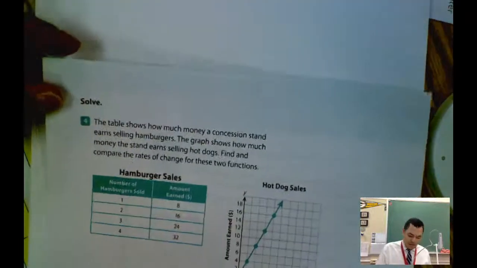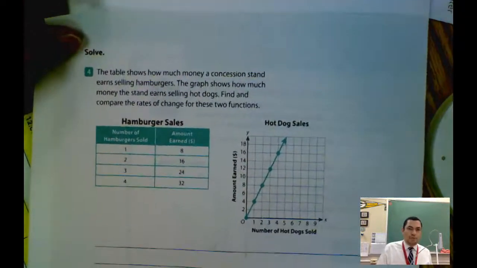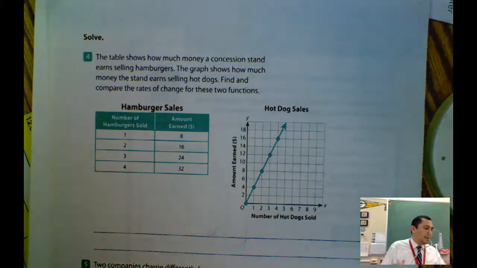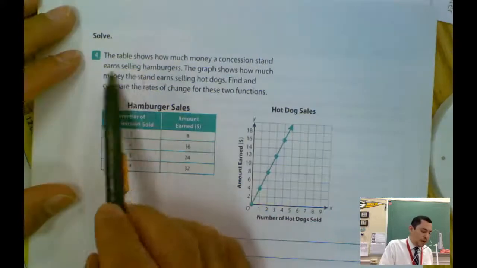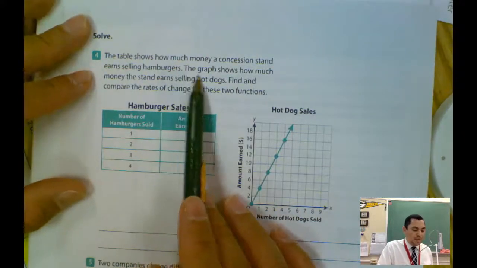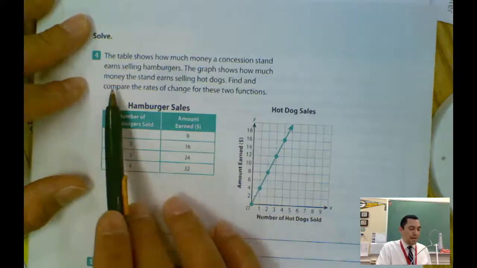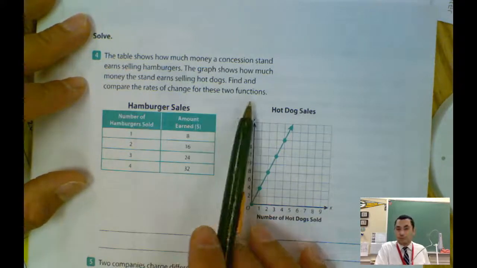So we flip to page 94. So we're going to solve the following problem. The table shows how much money a concession stand earns selling hamburgers. The graph shows how much money the stand earns selling hot dogs. Find and compare the rate of change for these two functions.